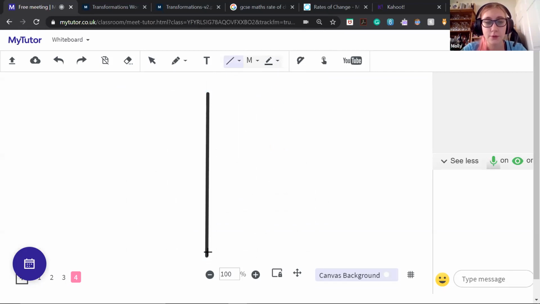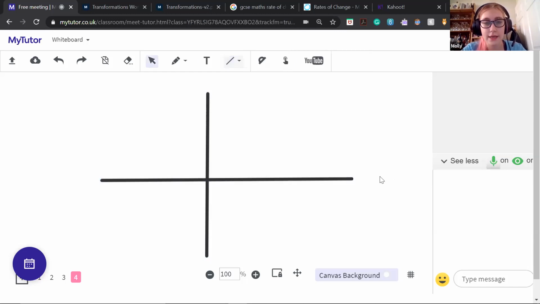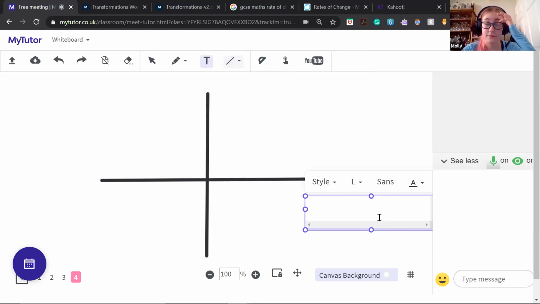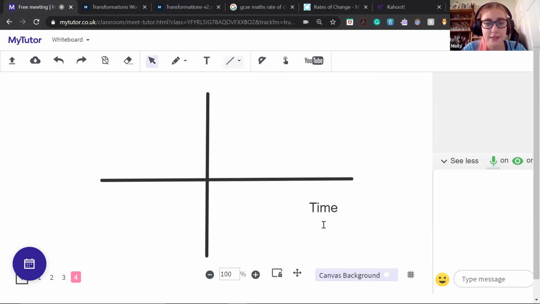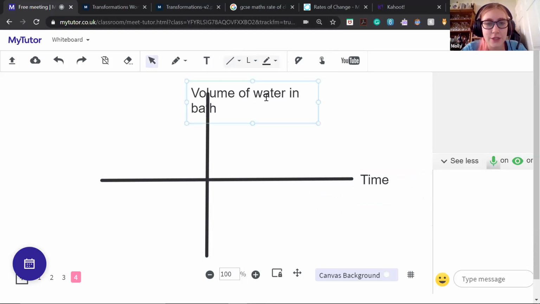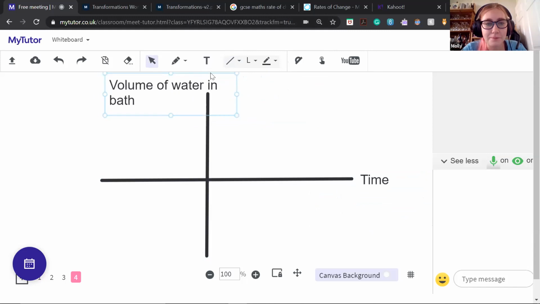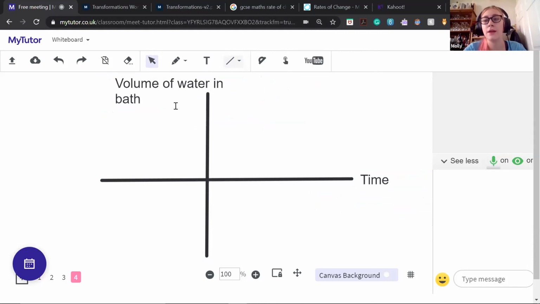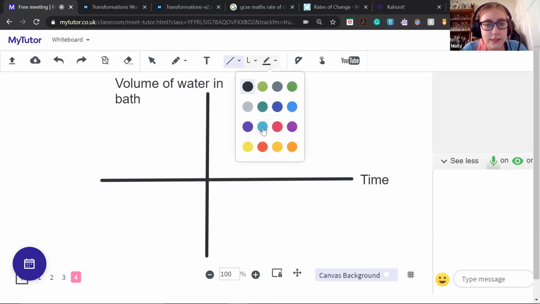So, for example, let's draw some axes. And let's say that the x-axis is time. It quite frequently is, especially when we're talking about stuff changing quickly or slowly. And then let's say that the y-axis is how much water is in the bath, so volume of water in bath. Now we should always have scales on these, so say the volume in centimeters cubed or whatever, and the time in seconds, but we're just going to be looking at the shapes.